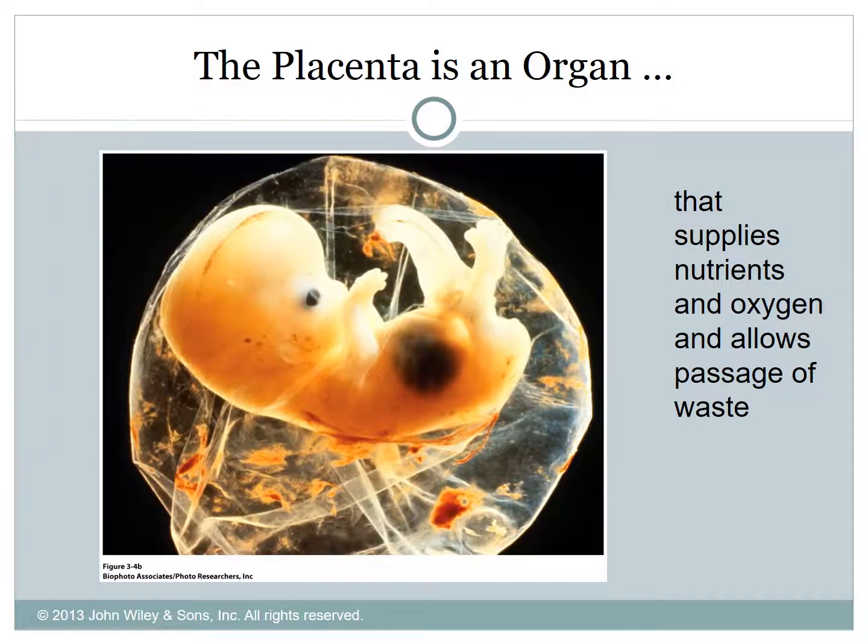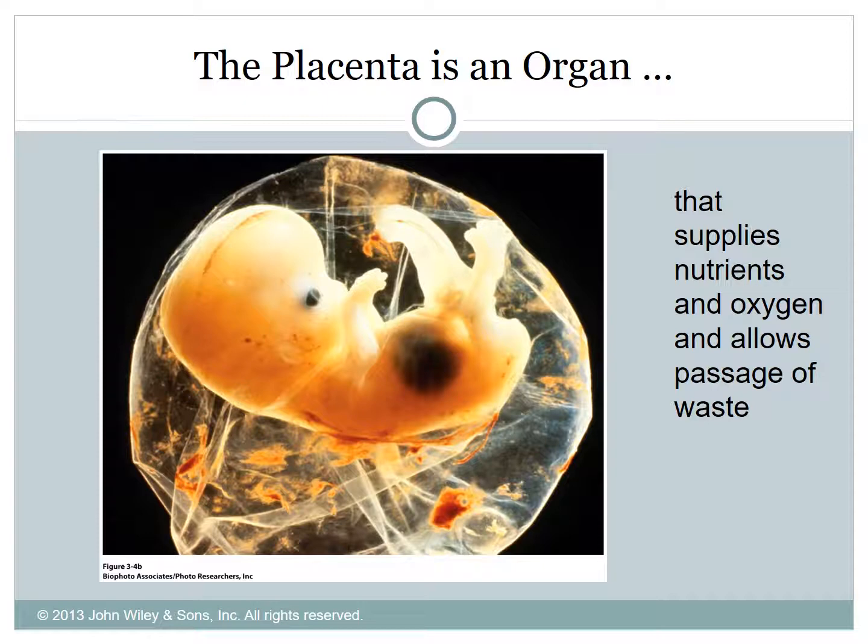When the embryo implants into the uterine lining, it begins to produce an organ called a placenta. Now, this is not a picture of a placenta. A placenta is simply an organ that grows on the uterine wall that helps supply nutrients and oxygen and allows the passage of waste, because the child at this point has no way to use the bathroom, right? Can't leave the womb and go to the toilet.